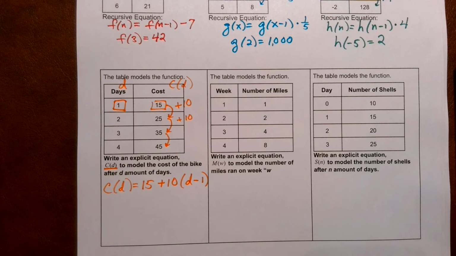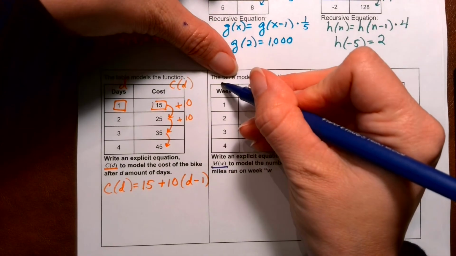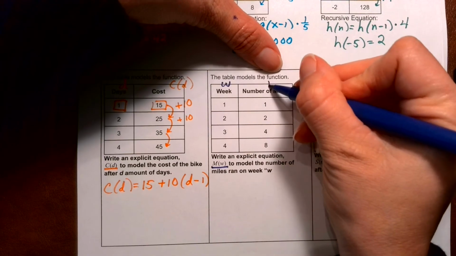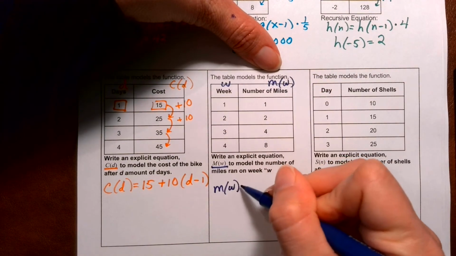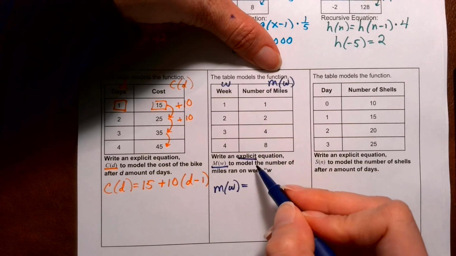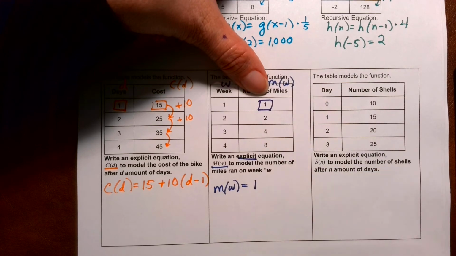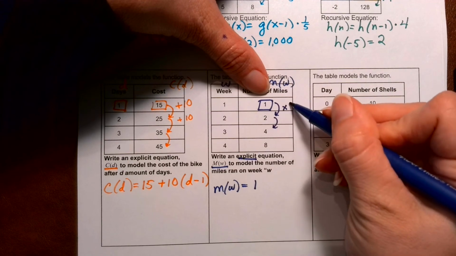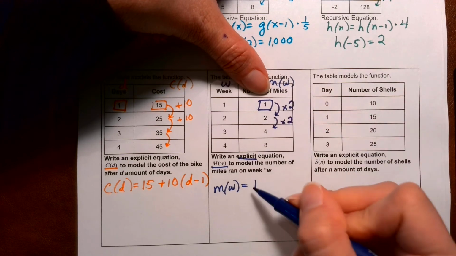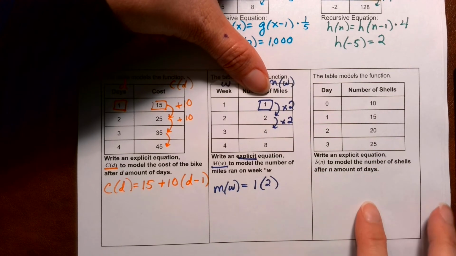All right, let's take a look at another one. We are going to call this M of W, which makes sense because the weeks could be W, and then the miles are M of W. So the M of W equation, the explicit equation, starts with a value of 1. Now what's the pattern here? The pattern each time is multiply by 2. So I'm going to say 1 times 2.